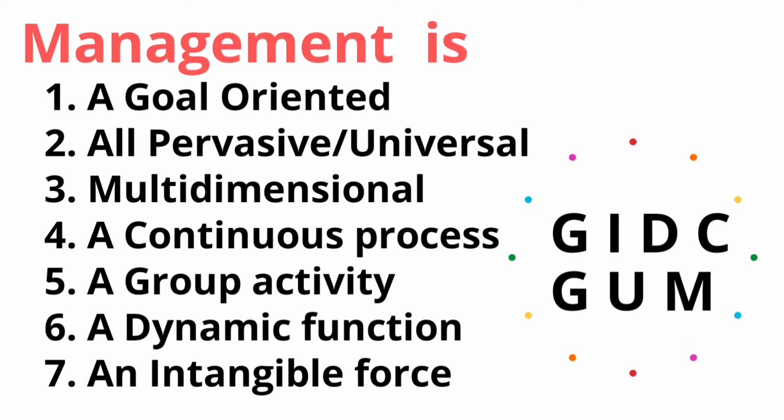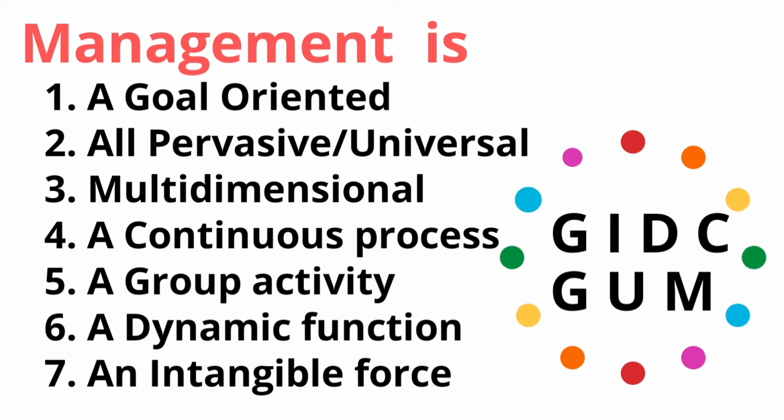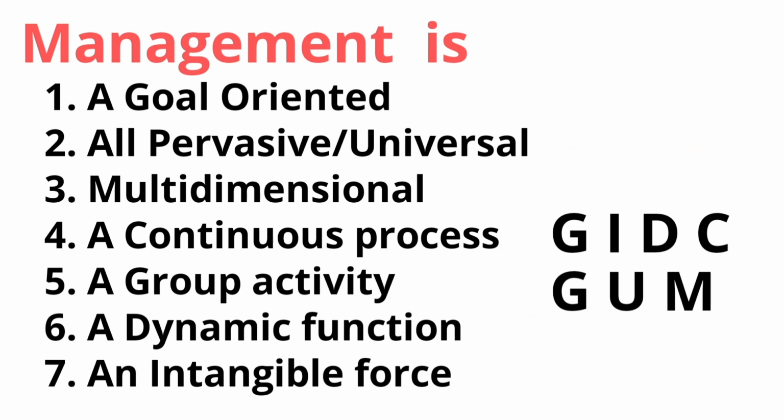In GIDC, lots of factories are there, so they need management. Okay, everywhere management is there, but we can connect like this. So here G for goal oriented, I for intangible force, D for dynamic function, and C for continuous process, another G for group activity, and U for universal, management is universal, and M for management is multi-dimensional.